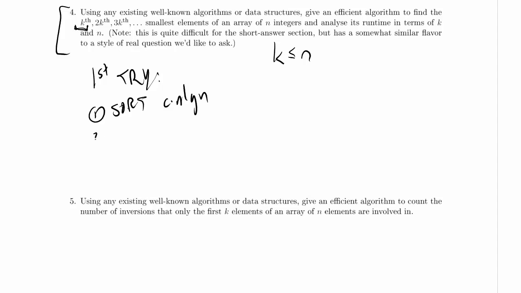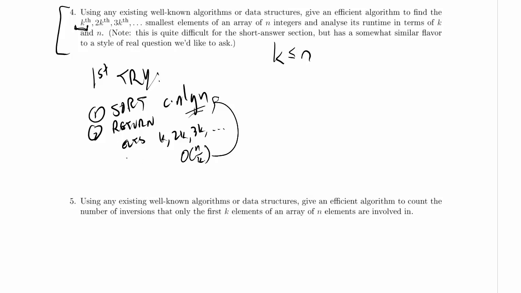And then next up, we can return elements k, 2k, 3k, and so on and so forth. And how long does that take? Well, to make that list, we're going to have to look at n over k elements. So that's going to take O of n over k time. But O of n over k time is going to be dominated by n log n time. So this algorithm overall is going to take n log n time. And we can call that a theta bound in the worst case.